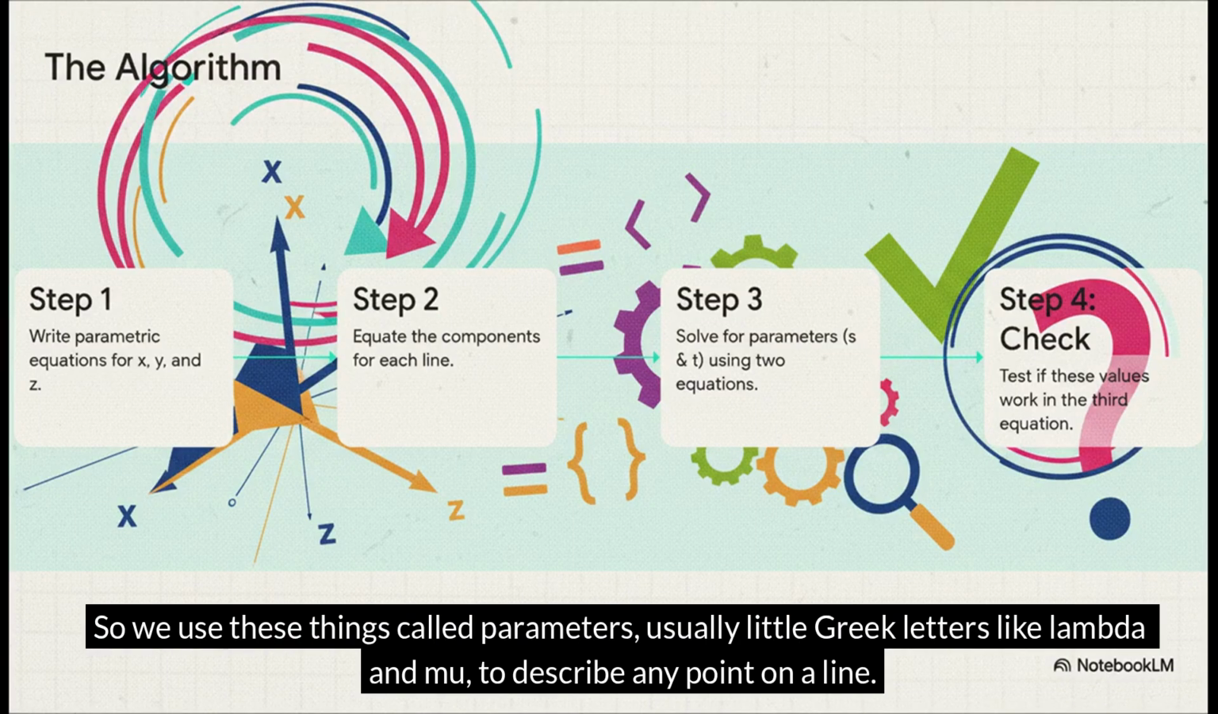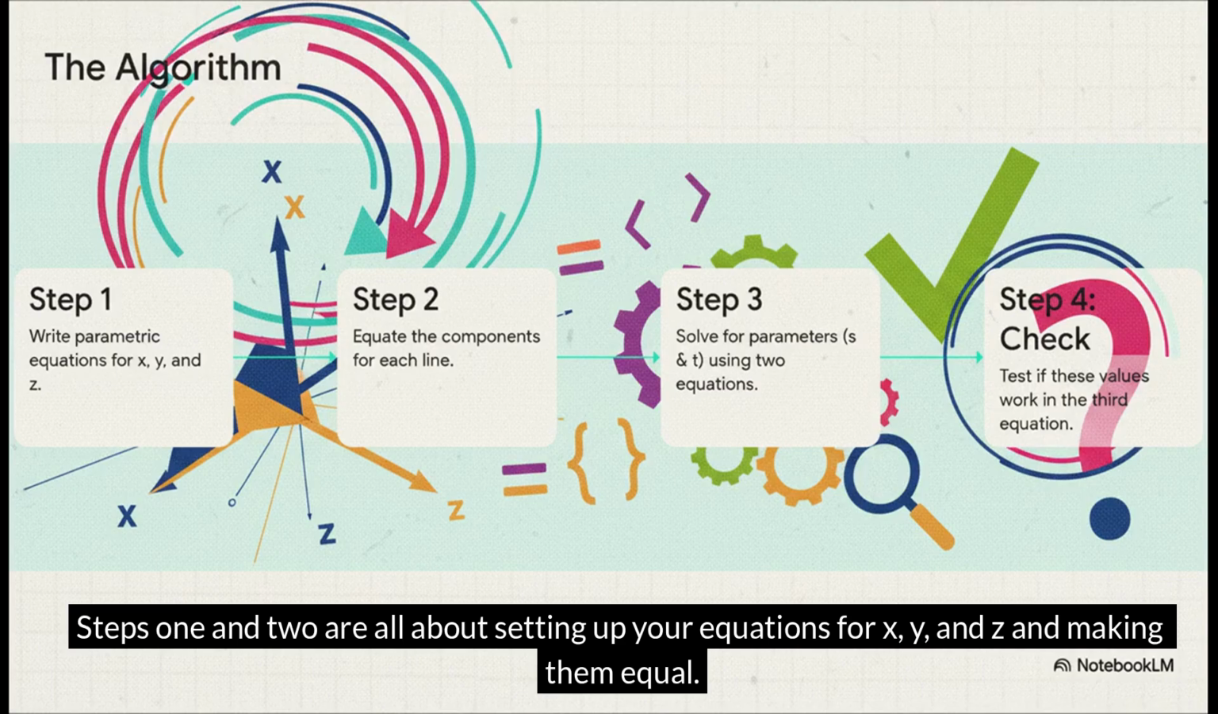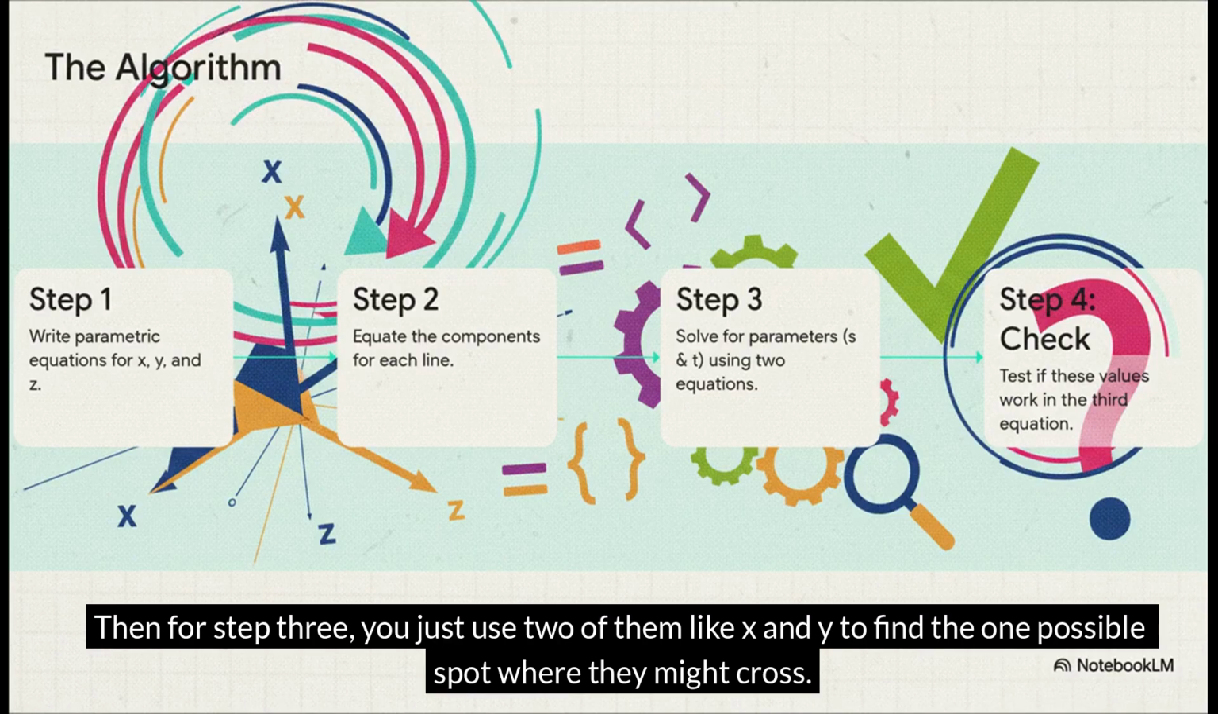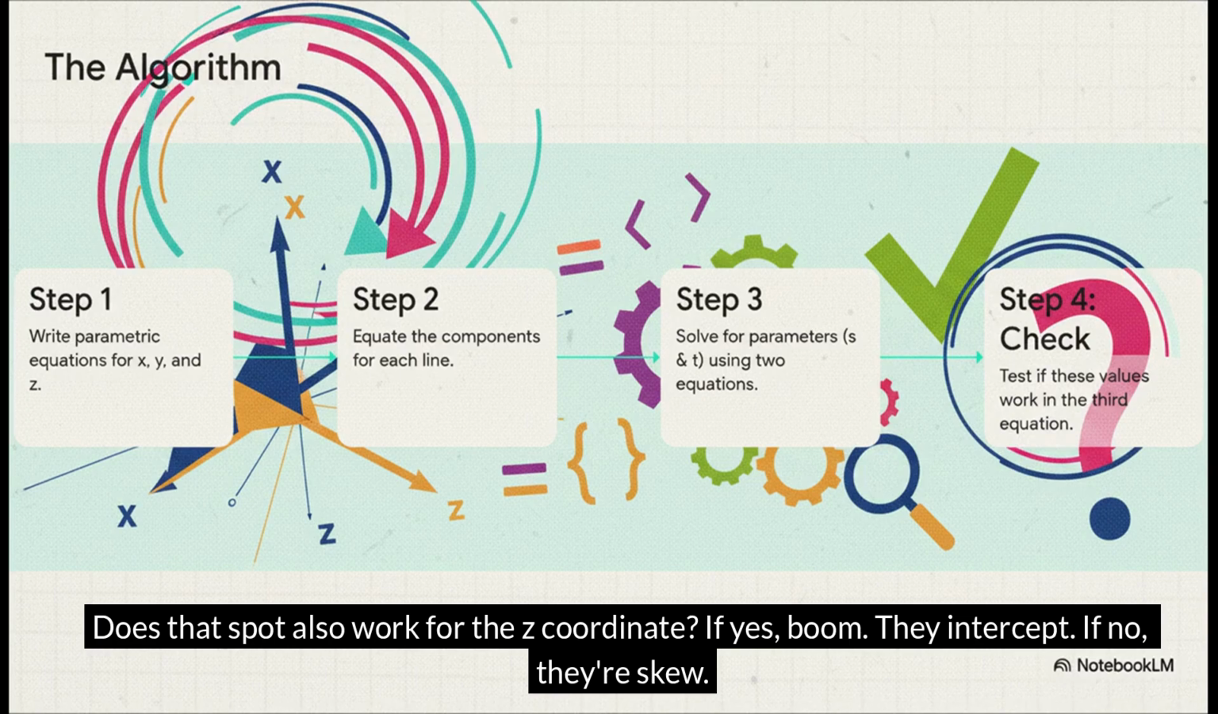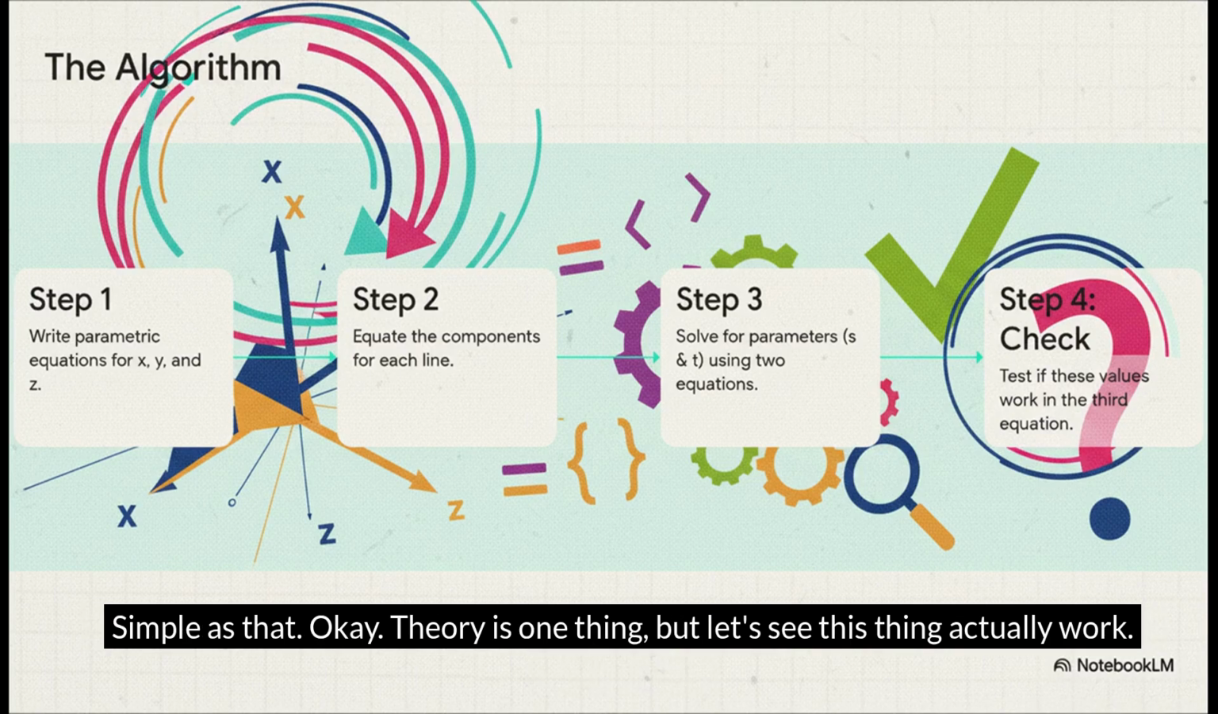So we use these things called parameters, usually little Greek letters like lambda and mu, to describe any point on a line. Steps 1 and 2 are all about setting up your equations for x, y, and z and making them equal. Then for step 3, you just use two of them, like x and y, to find the one possible spot where they might cross. And then step 4, well, that's the moment of truth. You check, does that spot also work for the z coordinate? If yes, boom, they intersect. If no, they're skew. Simple as that.